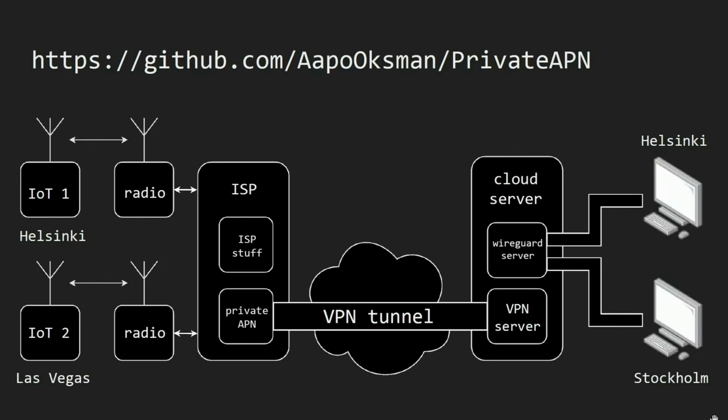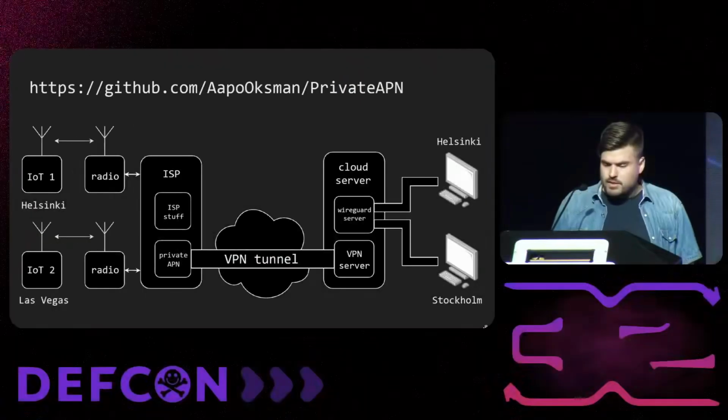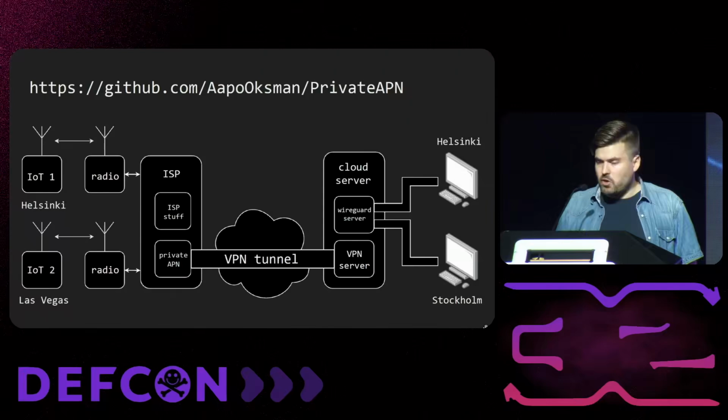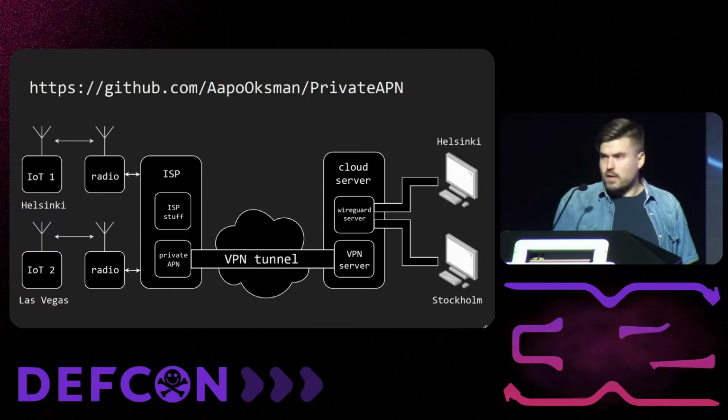There I run WireGuard, but you can also set up another type of VPN for your pen testing workstations. Here on the right I have a Kali Linux machine in Helsinki. Some of my colleagues may be in Stockholm and they have the same. With this VPN server on the cloud server, there's a one-to-one mapping.